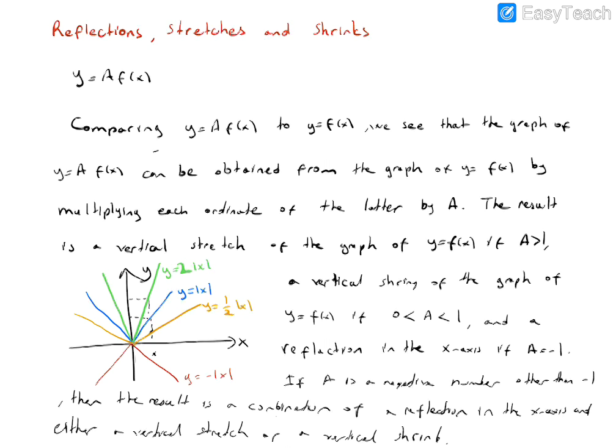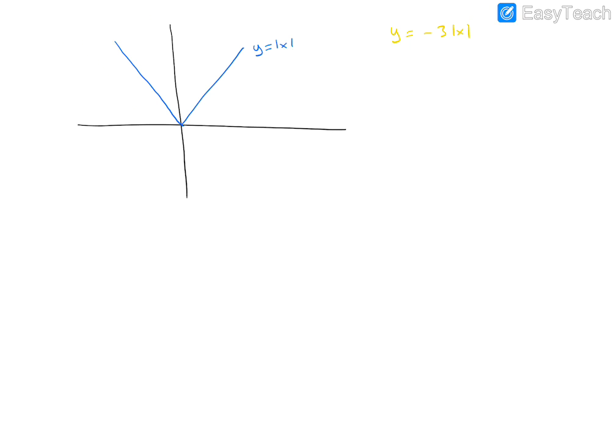So let's look at the following example. This is the graph of the absolute value of x function. Our aim is to sketch the graph of y equals minus 3 absolute value of x. So the 3 absolute value of x graph is like this one. This is y equals 3 absolute value of x. Then by reflecting in the x-axis, we find this graph. This is y equals minus 3 absolute value of x.